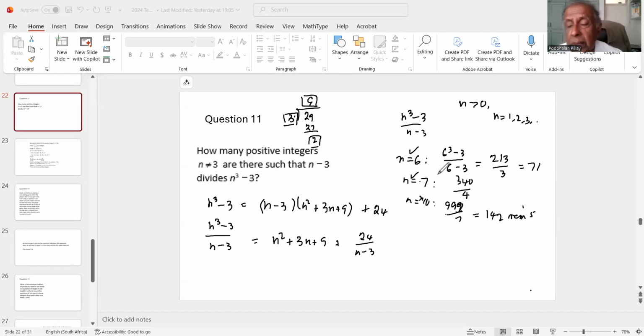So the question is, which are the ticks here? When do you get this to be an integer? Now, to make this an integer, that's why I did this. This is already an integer, because the numbers I'm substituting are all integers: 1, 2, 3, 4. So when I substitute these numbers, I'm going to get an integer. So I want this to be an integer. Now, when will this be an integer? This will be an integer provided that n minus 3 is a factor of 24.